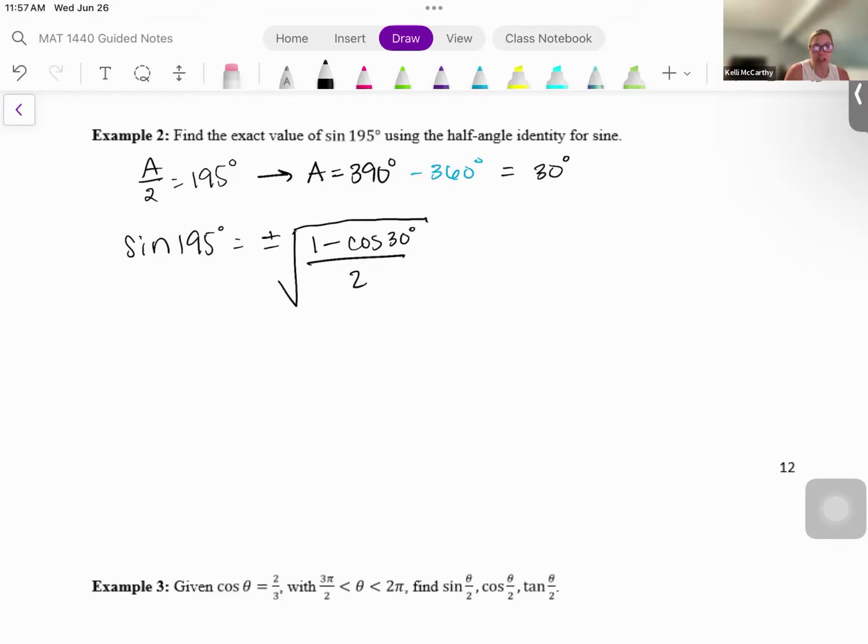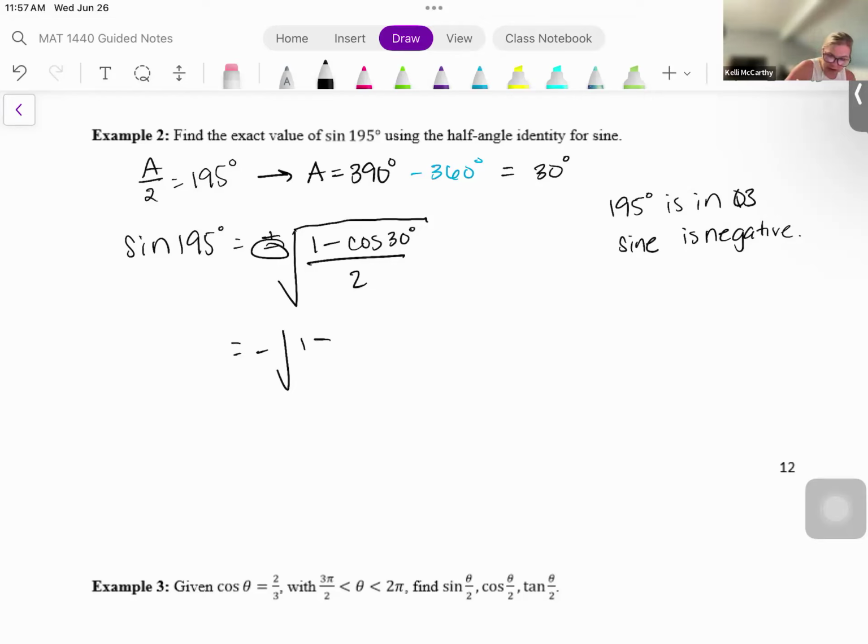If we think about 195 degrees, 195 degrees is going to be in Q3. And in quadrant 3, sine is negative. So we're going to use that negative out front. So sine of 195 degrees is equal to negative square root of (1 minus cosine of 30 degrees) over 2.